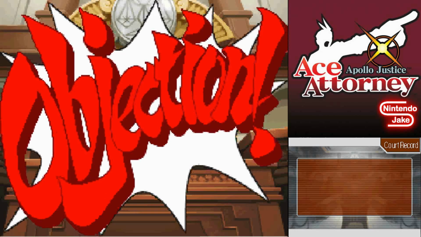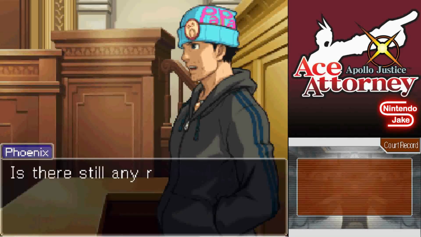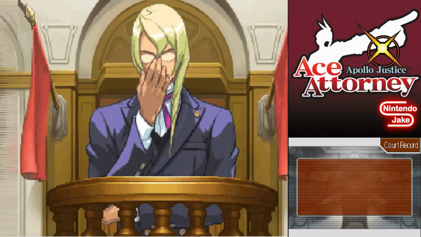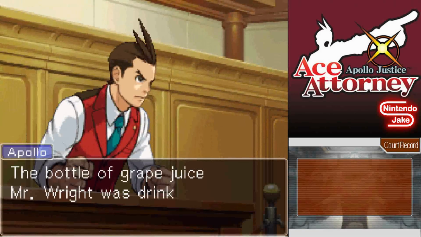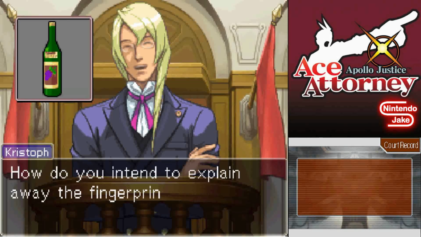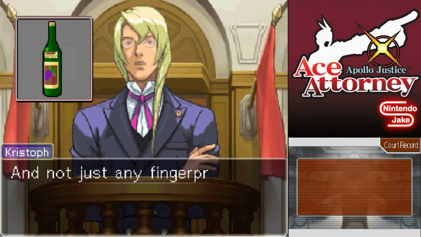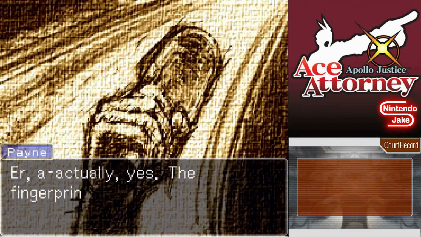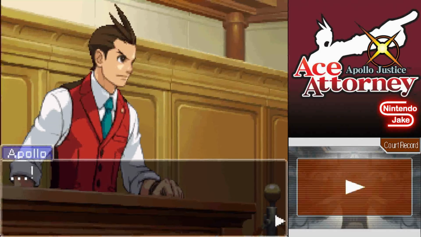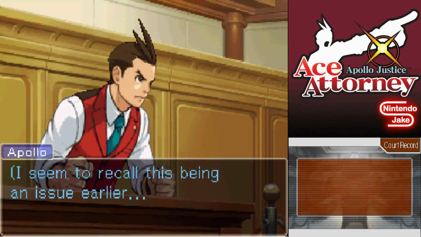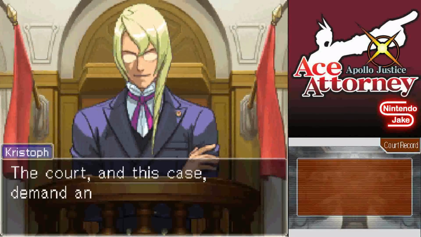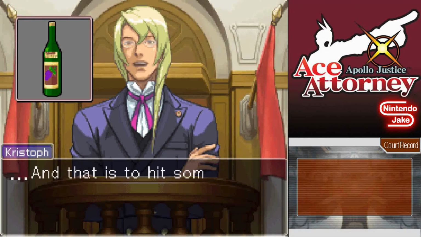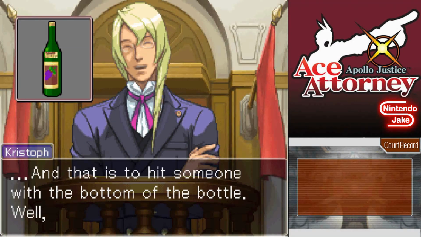Legal evidence. Let me ask you, Mr. Gavin. Is there still any reason, at present, to suspect you of wrongdoing? Of course. This bottle, for instance. The bottle of grape juice Mr. Wright was drinking. How do you intend to explain away the fingerprints on the murder weapon? Not just any fingerprints. Am I right, Mr. Payne? Actually, yes, the fingerprints on the bottle were upside down. I seem to recall this being an issue earlier. The court in this case demanded an explanation. I can think of only one reason why you'd want to hold the bottle upside down. And that is to hit someone with the bottle. Well, Your Honor.